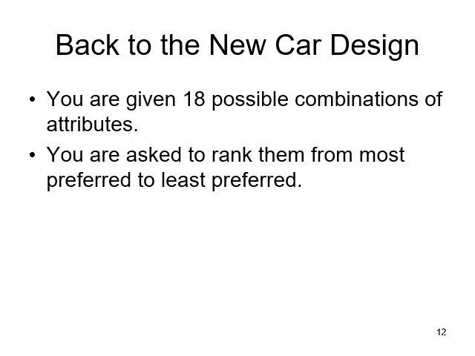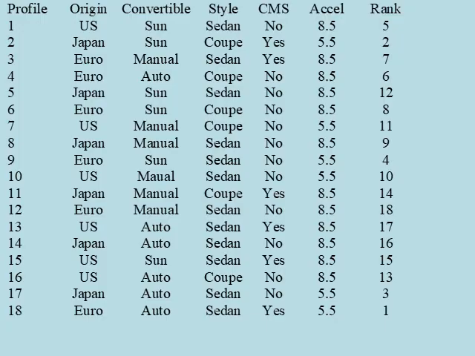Now, let me walk you a little bit through how this will look with a more realistic scenario. So I'll show you the card design, and I'm going to show you here how 18 cards will look in that scenario, of course, in a simplified fashion. So card number 1 will look like this. It will be a car made in the US that has a sunroof. That's what the second attribute means. That it's a sedan, so it has 4 doors. It doesn't have crash management system, and it accelerates 0 to 60 in 8.5 seconds. That will be my card number 1.